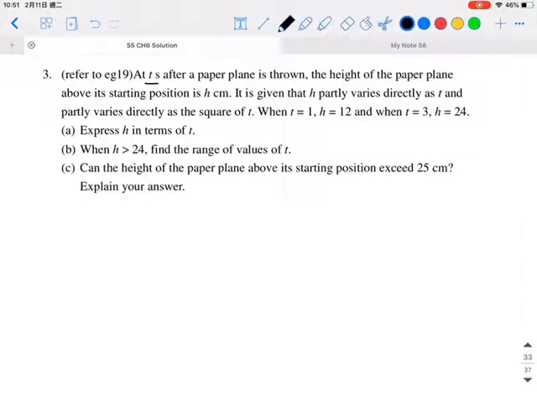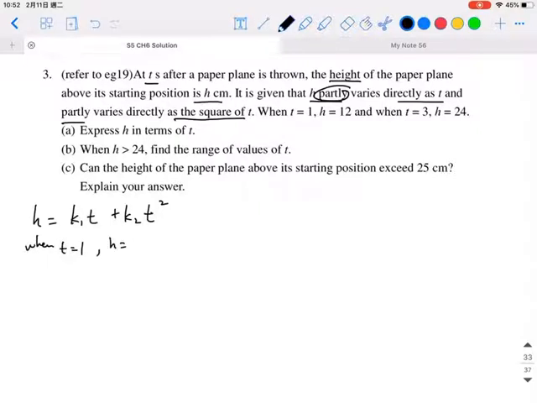Second. Okay, the height of the plane above its starting point is h, so height is h. It is given that h is partly whereas direct as t. Okay, the partly, so we can set up h is equal to k1t, and partly whereas direct as square of t, so it's plus another part is t squared. So when t equal to 1, h equal to 12.